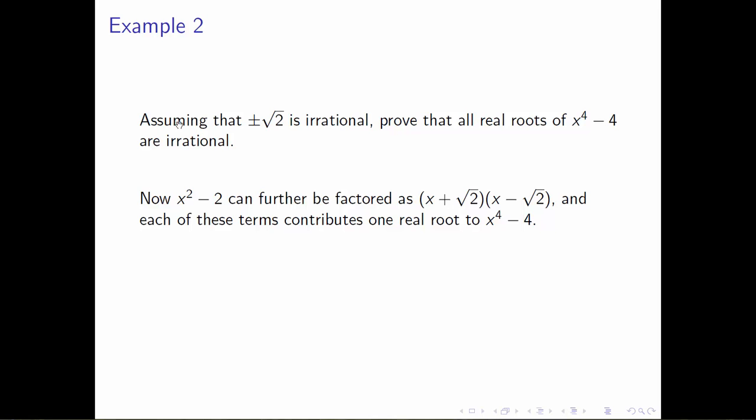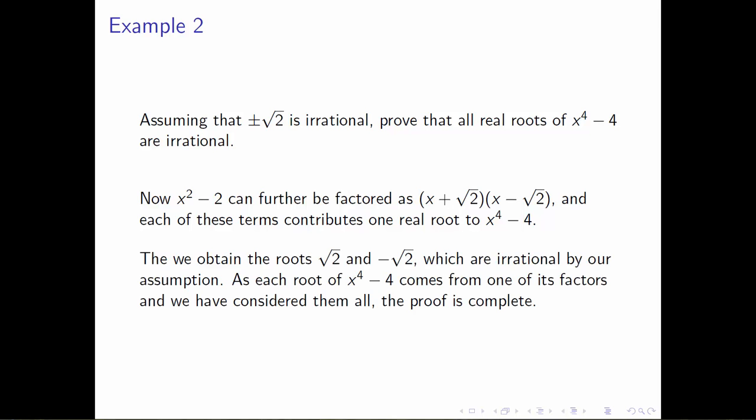Now again, up here I've just restated the problem that we're working on. So this is where we continue the proof. Now, let's further examine x squared minus 2. And this polynomial can be further factored as x plus the square root of 2 times x minus the square root of 2. And each one of these terms contributes one real root to the polynomial x to the fourth minus 4. So what have we done? We've just factored a little bit further so that we can figure out who's contributing a real root. We then obtain the roots square root of 2 and negative square root of 2 as roots of x squared minus 2, and therefore roots of x to the fourth minus 4.